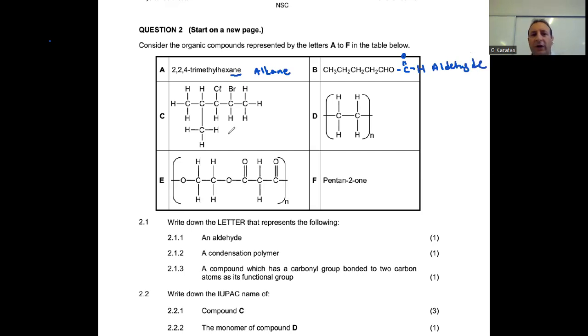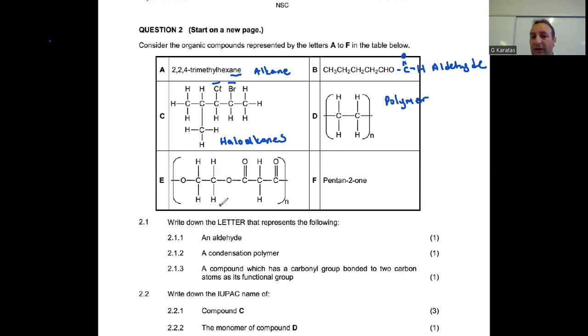When we come to compound C, we have all carbon and hydrogen atoms with 2 halogen atoms. So compound C belongs to haloalkane. Compound D is a polymer. It is not part of the syllabus anymore, but this was a question. I'm just saying it. It's a polymer.